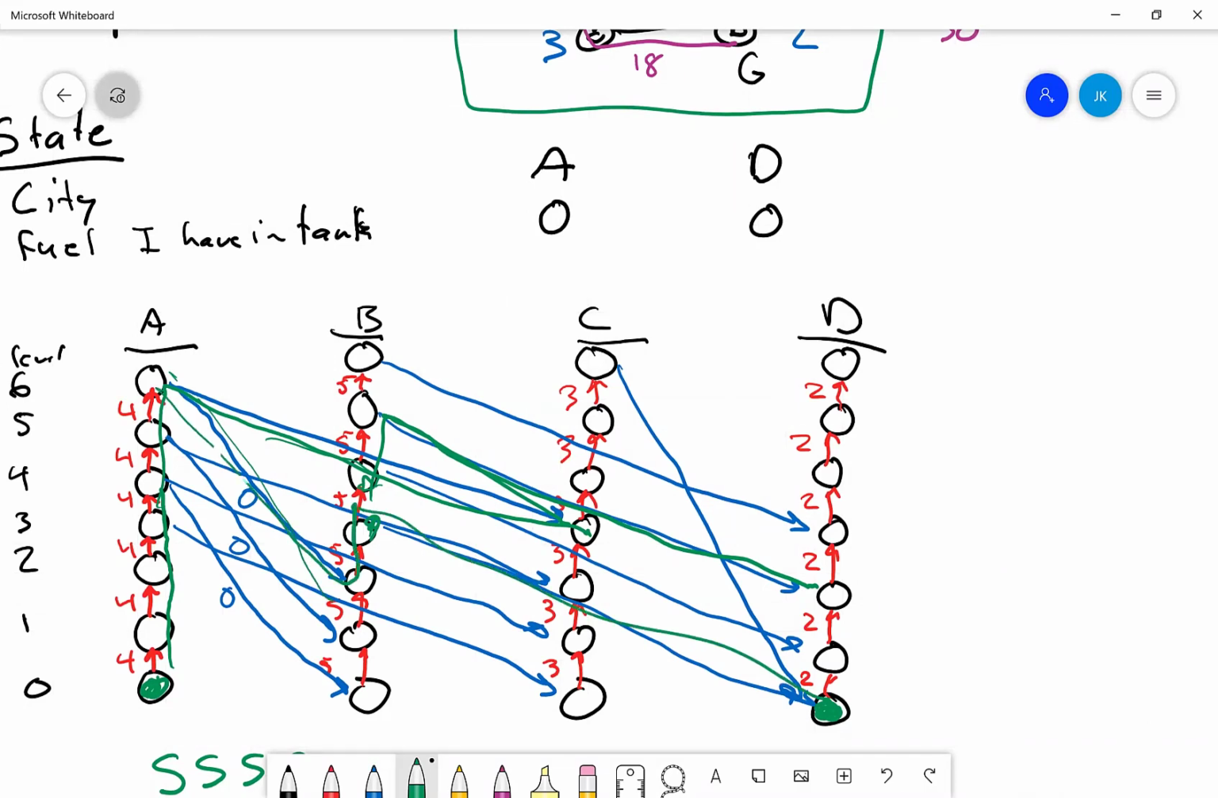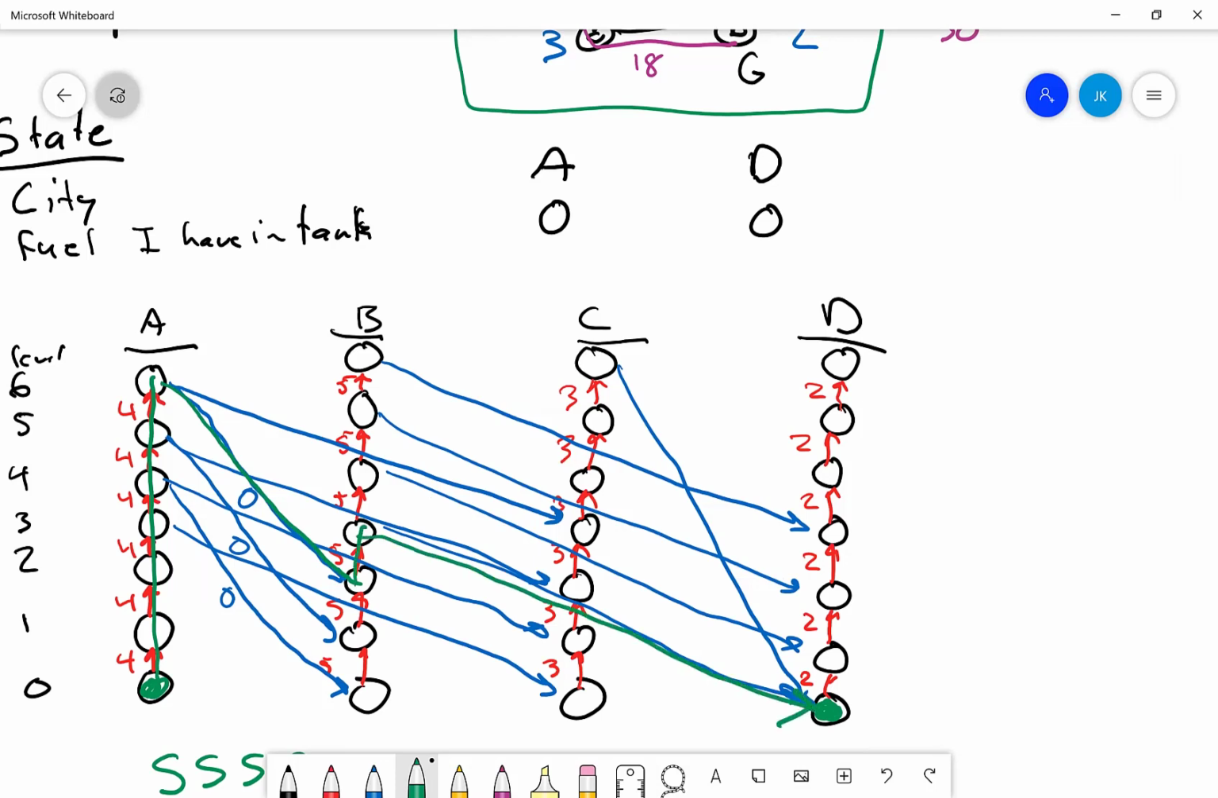Sorry, I'm going to undo all that real quick so that I can draw this. Sorry about that. Okay, so the idea, again, is I would go all the way up. I'd buy 6 gallons here. I would travel to B, which would leave me with 2 gallons. I would buy a gallon there, and then I would go to D. So that turns out to be the shortest path along the way through that graph.